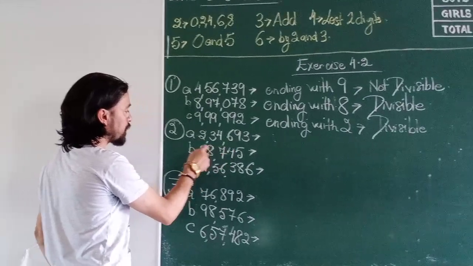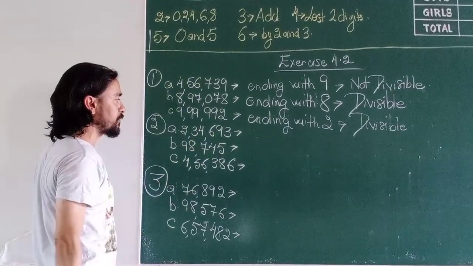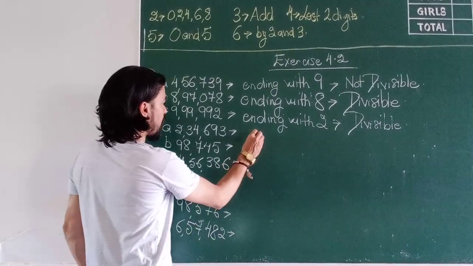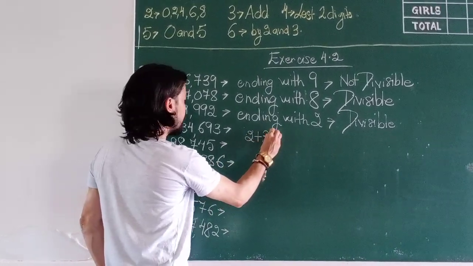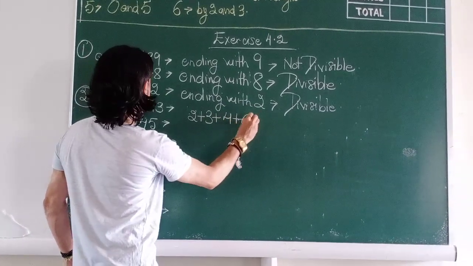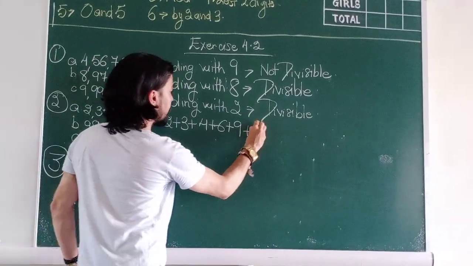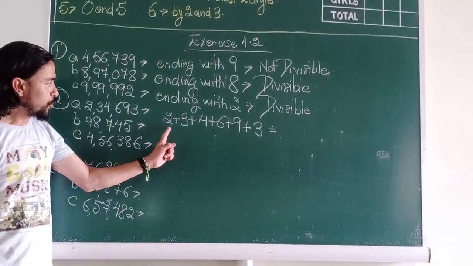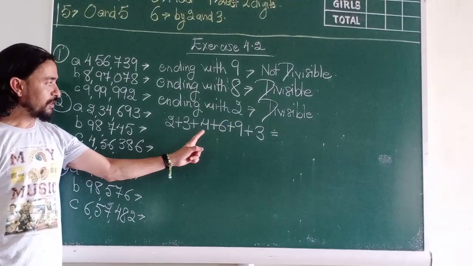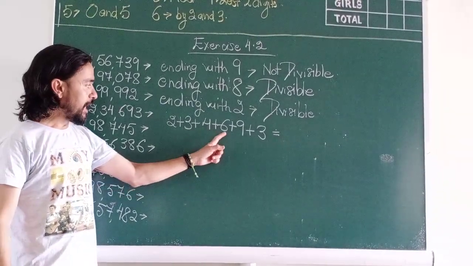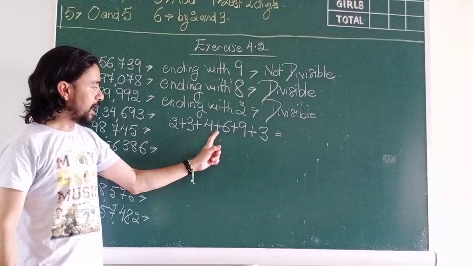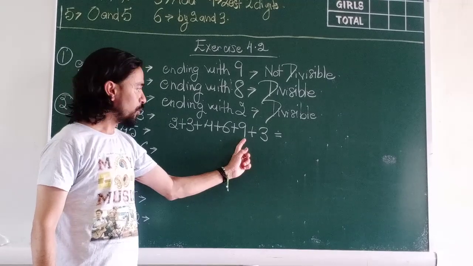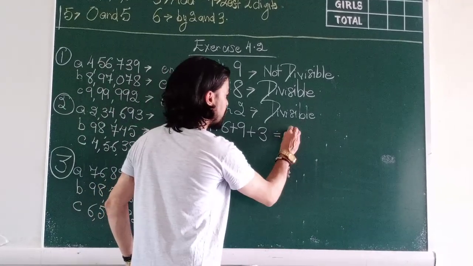So my first number is 2,34,693. First I have to give the reason and then write the answer. So let's start adding. I have to add 2 to 3, then 4, then 6, then 9 and then 3 again. Let's see what the answer would be. 2 plus 3, 5. 5 plus 4, 9. 9 plus 6, 15. 15 plus 9 is 24. 24 plus 3 is 27.